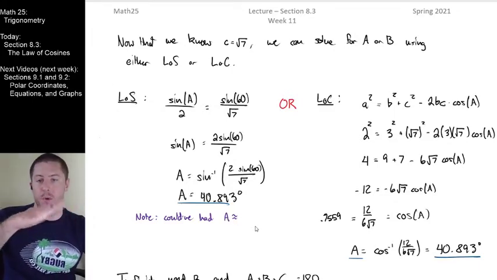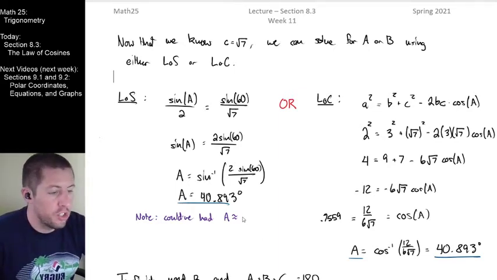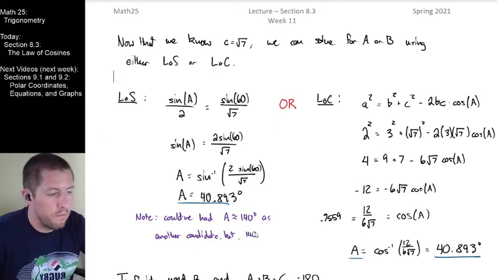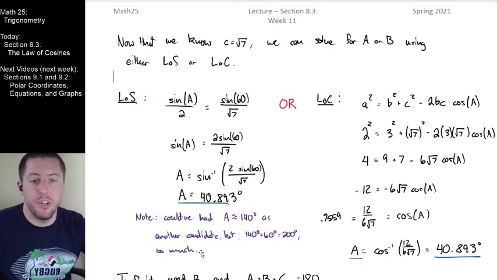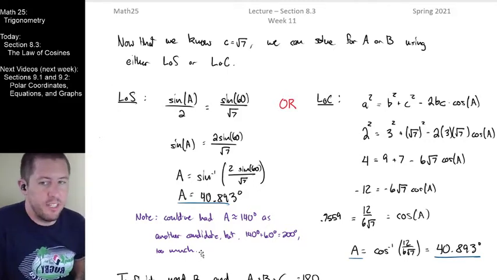So if A being 40 degrees gives us that correct sine value, then 180 minus 40, or 140, should have also been a potential. But 140 plus the previously known 60 is 200, which is too much. So remember that this law of sines does introduce these possible alternate solutions that you have to watch out for. The law of cosines isn't going to do that to you.